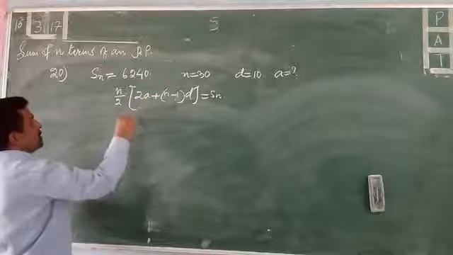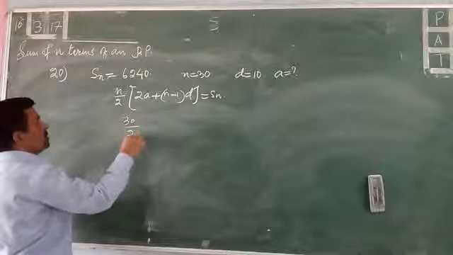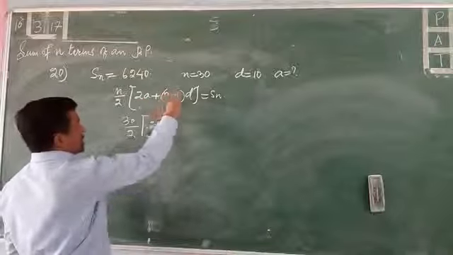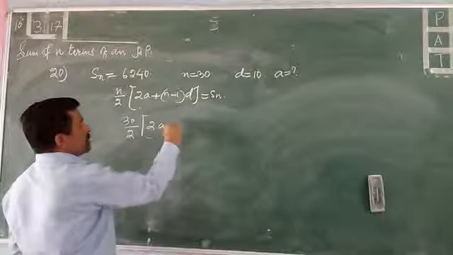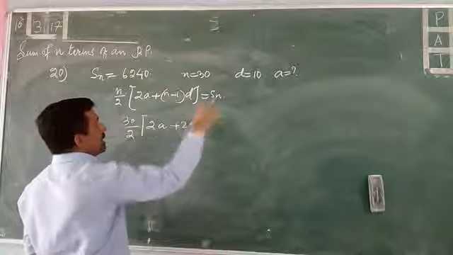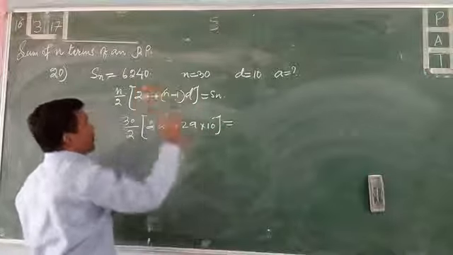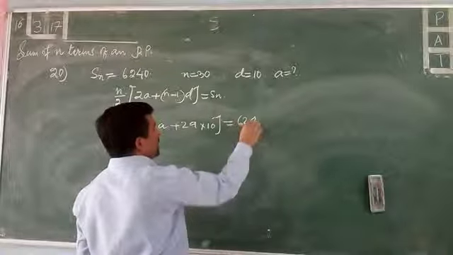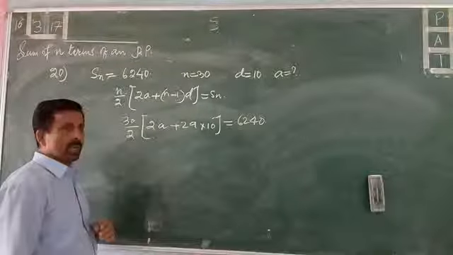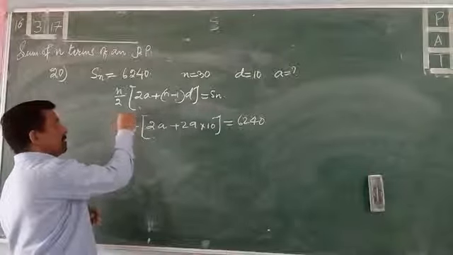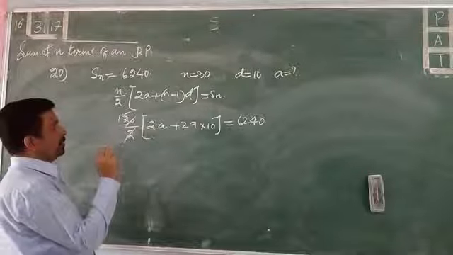This n is 30 divided by 2. This A is to be calculated, let it be as it is. This 30 minus 1, 29, the d, 10, is equal to the sum that we have to repay, 6,240. Is it alright? Yes, sir. This 2 15s are 30. Is it okay? Yes, sir.